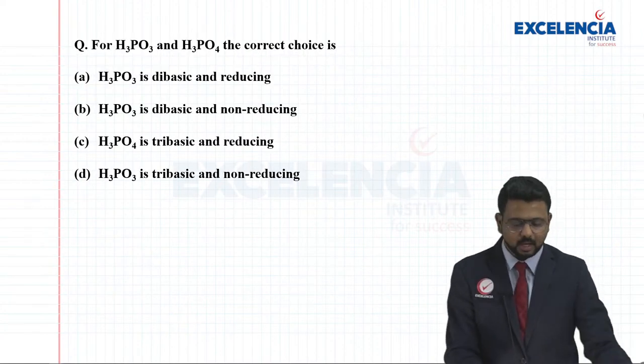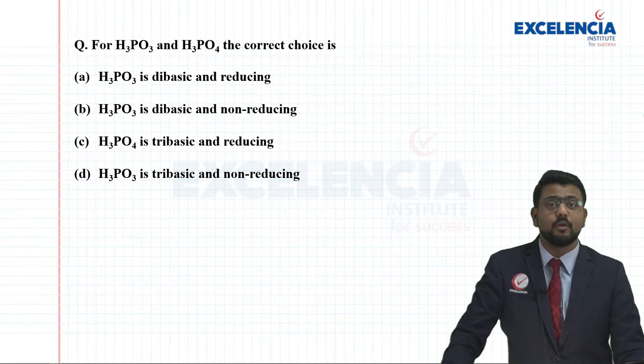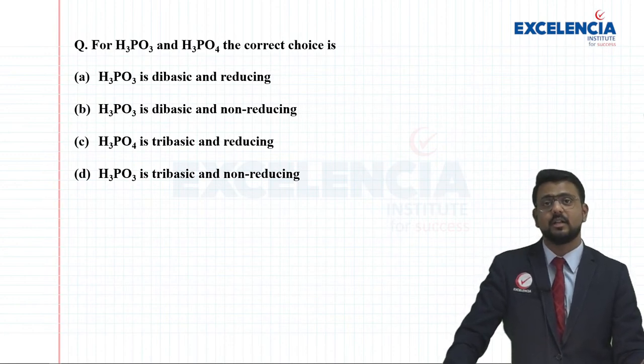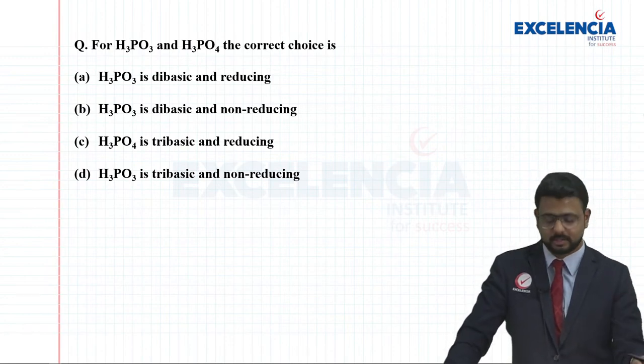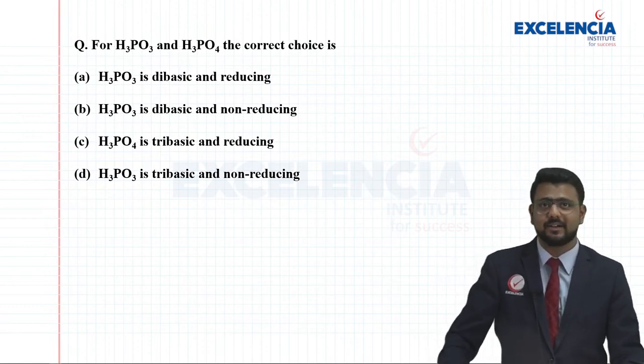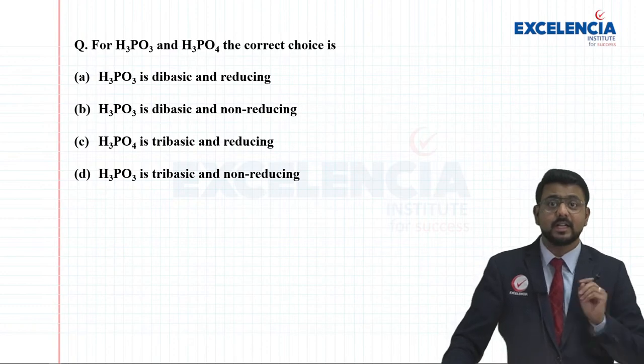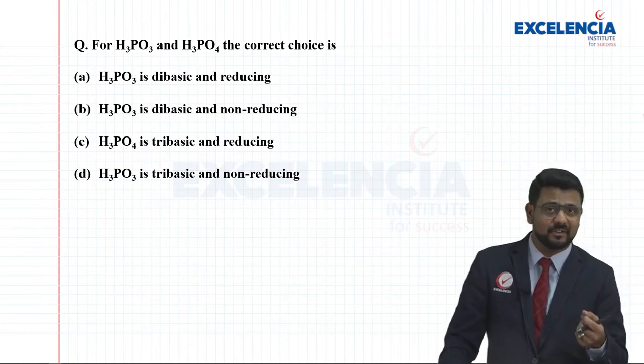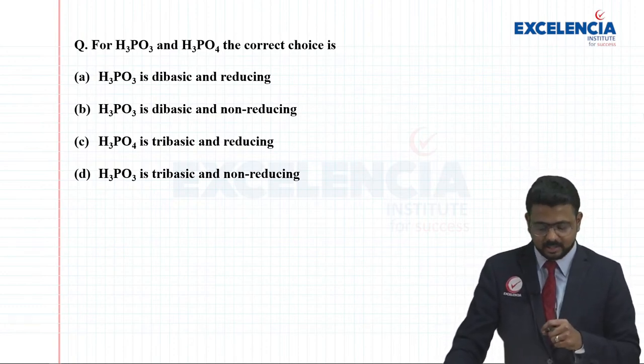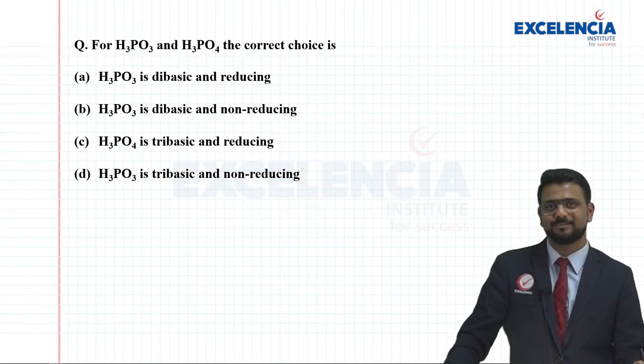Again, next question. For H3PO3 and H3PO4, the incorrect choice. Now here they're asking to find again the incorrect choice. H3PO3 is dibasic and reducing. H3PO3 is dibasic and non-reducing. H3PO4 is tribasic and reducing. And finally, H3PO3 is tribasic and non-reducing.